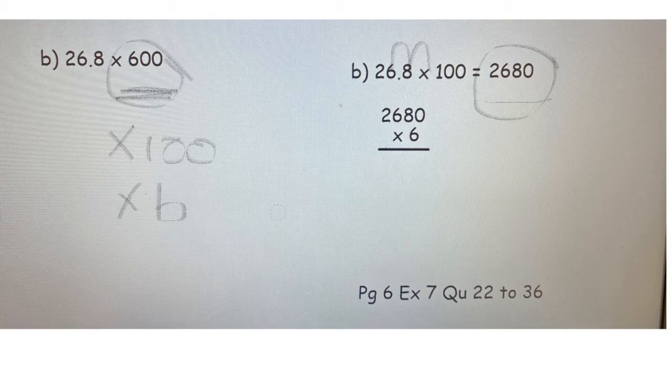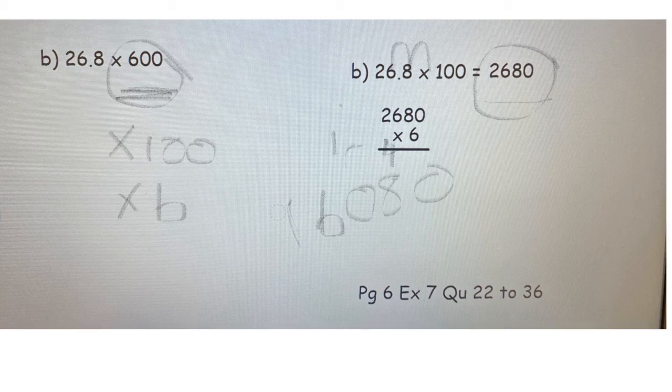So 6 times 0 is 0, 6 8s are 48. So I'll put down the 8, I don't think I can write small enough to carry the 4. 6 6s are 36, add on that 4 is 40. And then 6 2s are 12, add on that 4 is 16. So you'll be able to write that a lot neater in your jotter than I can with my finger.